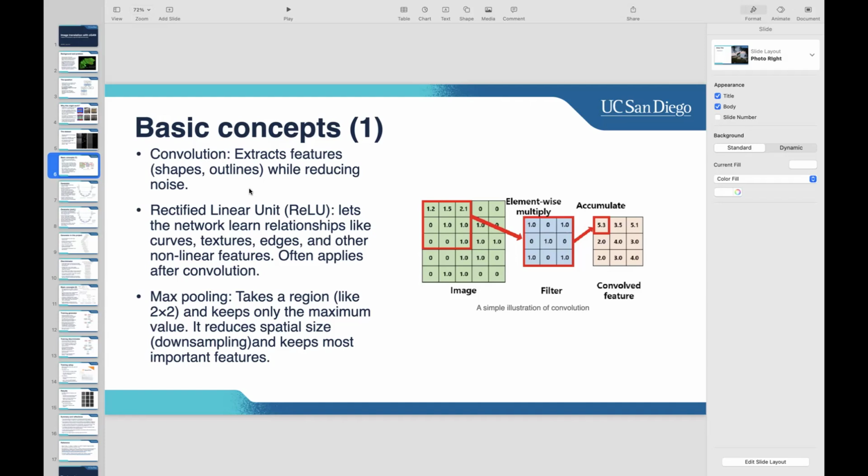And a rectified linear unit, or ReLU, lets the network learn relationships like curves, textures, edges, and other nonlinear structures. It is often applied after the convolution. So both convolution and ReLU are used to extract the features. And there's also max pooling. It takes a region like 2 by 2 and keeps only the maximum value. This is a way to reduce the spatial size. It's also called downsampling and keeps the most important features.